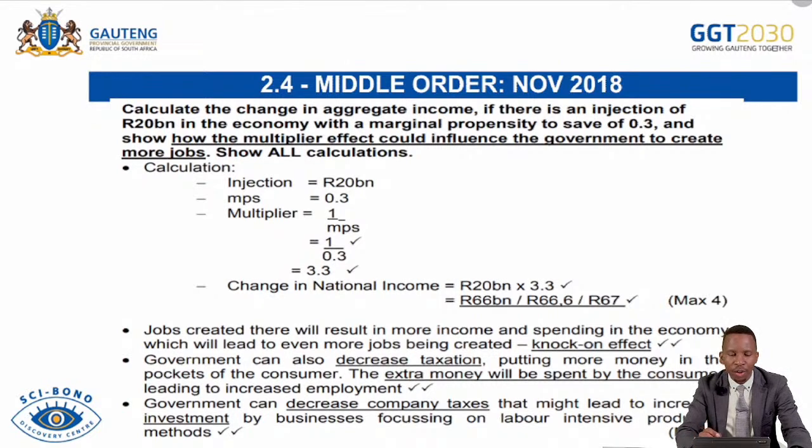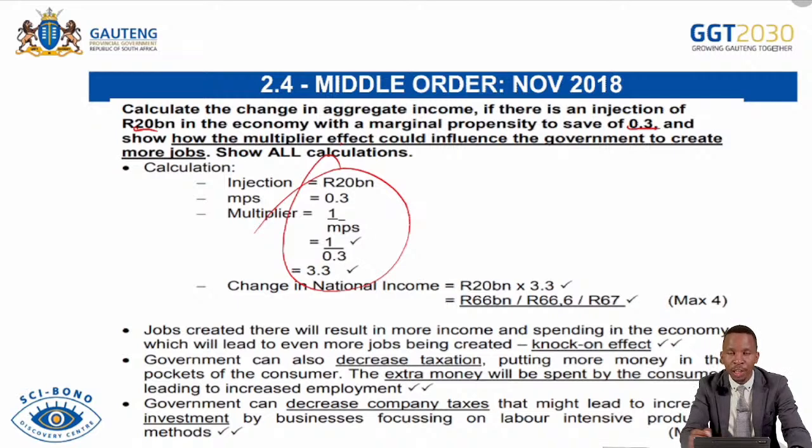If there is an injection of 20 billion in the economy with the marginal propensity to save MPS being 0.3, show how the multiplier effect could influence the government to create more jobs. Show all calculations. So the main thing here is to calculate the value of the multiplier first, which we know will always be 1 over 1 minus MPC. If we are given the value of MPS, then you will be saying 1 over 0.3.